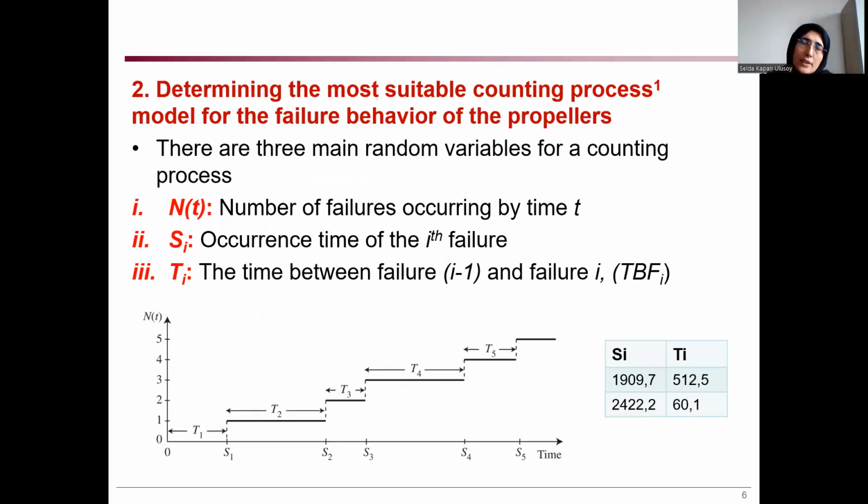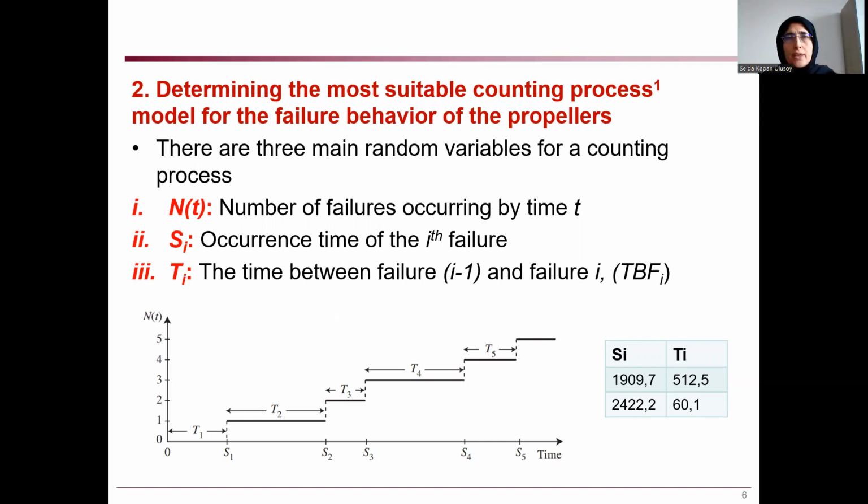In the second step, we have to determine the most suitable counting process model. A counting process model is a kind of stochastic process. Because of the time limitation, I won't give the details of the models and the tests that we used, but for your convenience, I added their references.